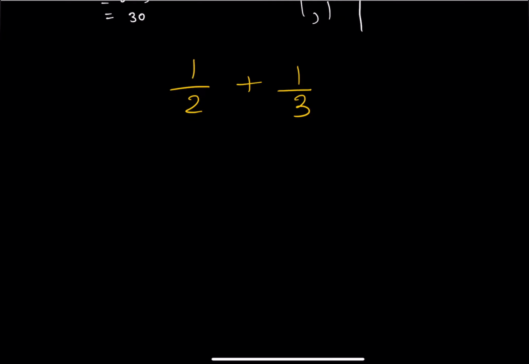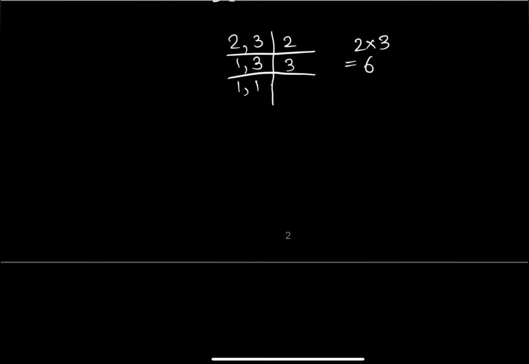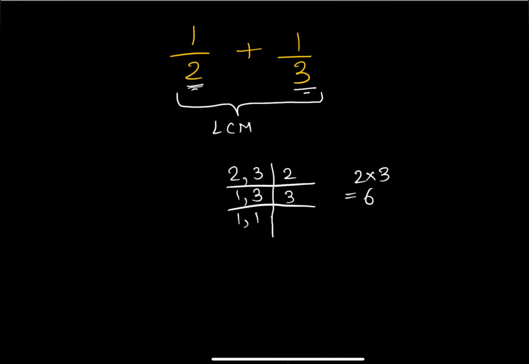So over here, we're going to be focusing on the denominators, like I said earlier. We're going to find the LCM of 2 and 3. So what is the LCM of 2 and 3? Well, if we work it out, we can find out that the LCM of 2 and 3 gives us 2 times 3, which is 6. So we're going to convert these fractions into other fractions which have the denominator of 6.